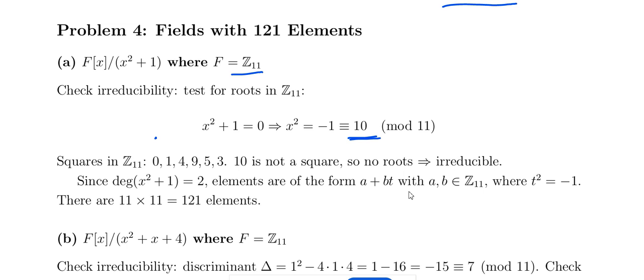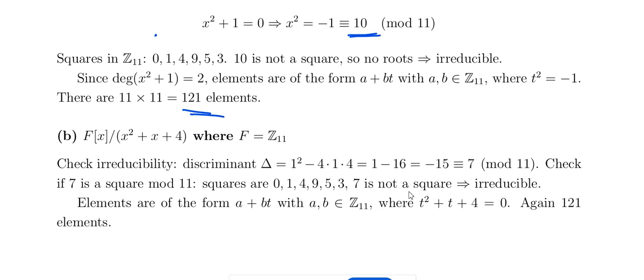So degree of x square plus 1 is equal to 2 here. So the elements are of the form a plus bt, where a, b belong to Z11. Therefore t square equal to minus 1, that is 11 into 11, that is equal to 121 elements.